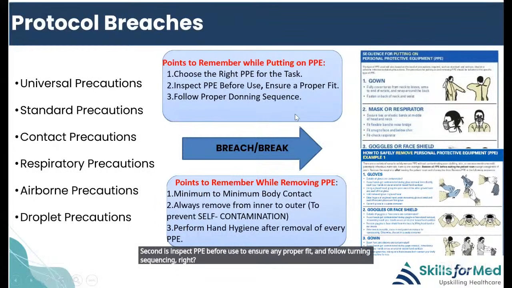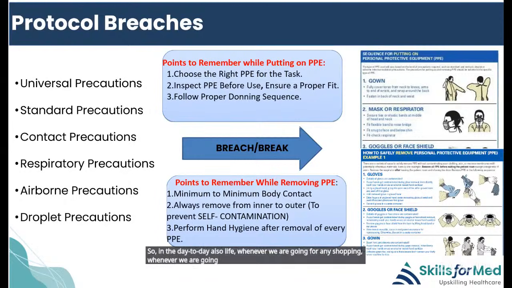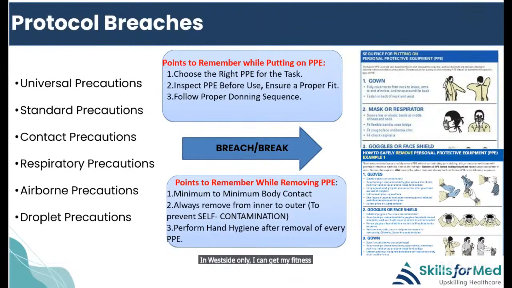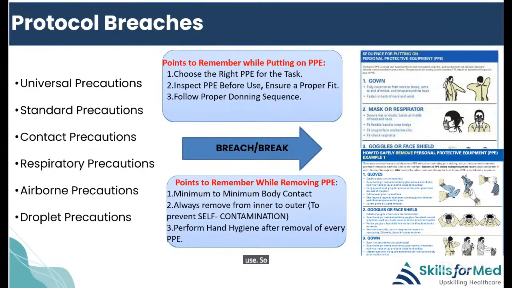Right. So in day-to-day life also, whenever we go shopping for clothes, we check the right size in the store. Like for my clothes, I know that only on a particular website can I get my fitness dress. This is how you should always choose the right type of PPE when you are wearing it. Second example: my hand is very small, so I only wear size six gloves. But if somebody is offering me size seven gloves, it is of no use. So proper selection of PPE is very important.